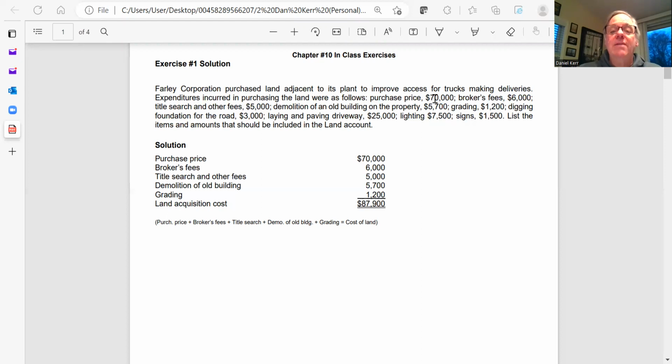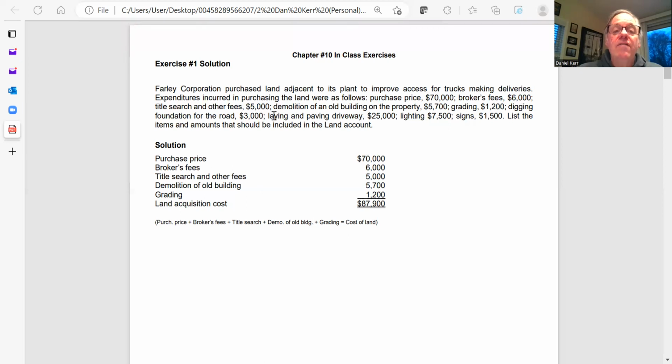So purchase price, I would say yes. Broker's fee, yes. Title fee, $5,000, I would say yes. Demolition of the old building on the property, I would say yes. Grading, and what that means is getting rid of the hill that's on the property, gets the land ready for the purpose I purchased it for. So that I would include.